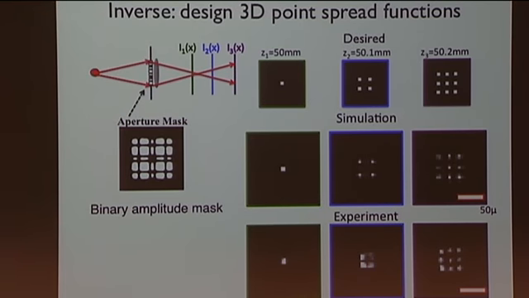I don't know what was the other question. Is it coherent light or incoherent? So it's a point spread function, right? I'm taking a point spread function measurement. So I'm imaging 1 point far away. So it's naturally going to be spatially coherent.